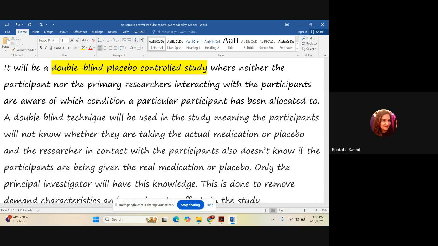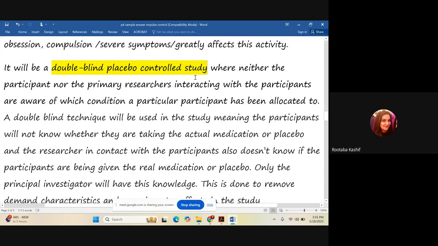To remove that and to have control over investigator variables, they use what is called a double-blind placebo-controlled trial, where the investigator doesn't know and also the patients don't know. So the patients are also blind to whether they are getting the actual medication or a placebo. So that has to be explained.